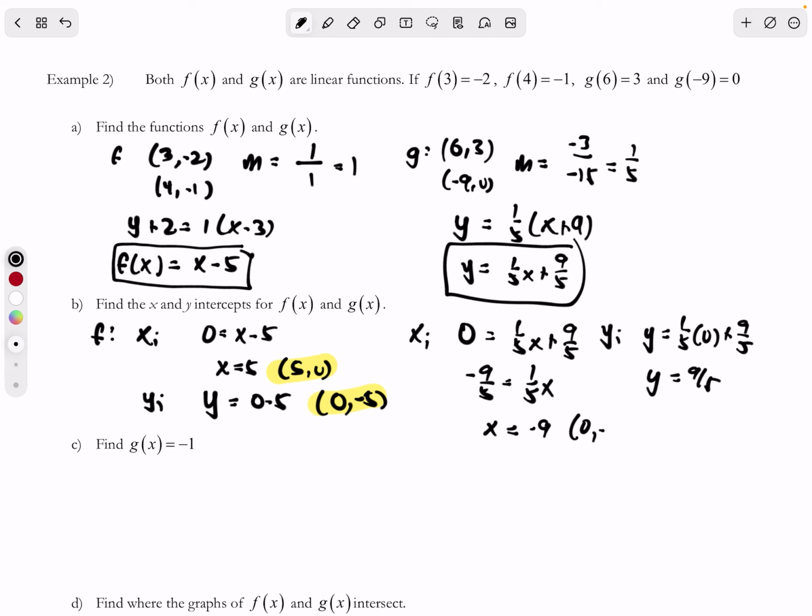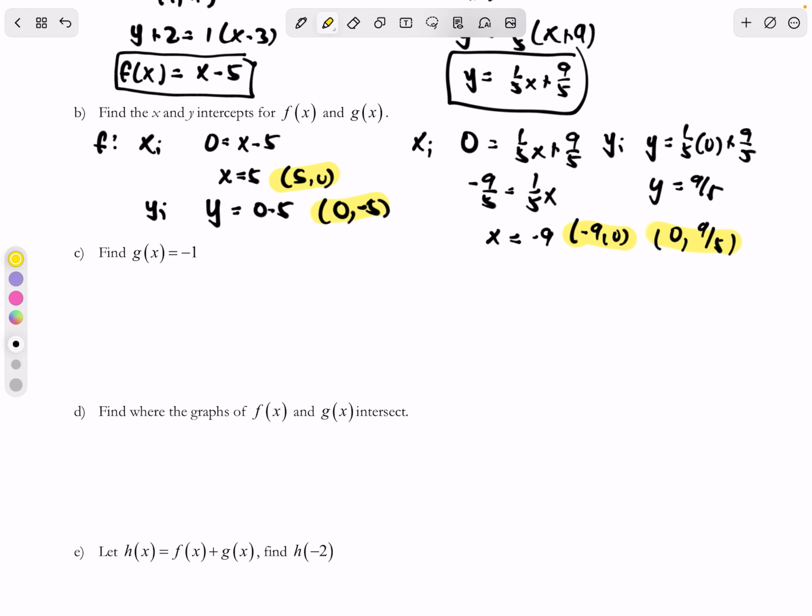So 0, -9, and pardon me, that's wrong. -9, 0, and 0, 9/5. Can't fool me. I can fool myself, though. All right, so we have that and that. Those are my intercepts for g.